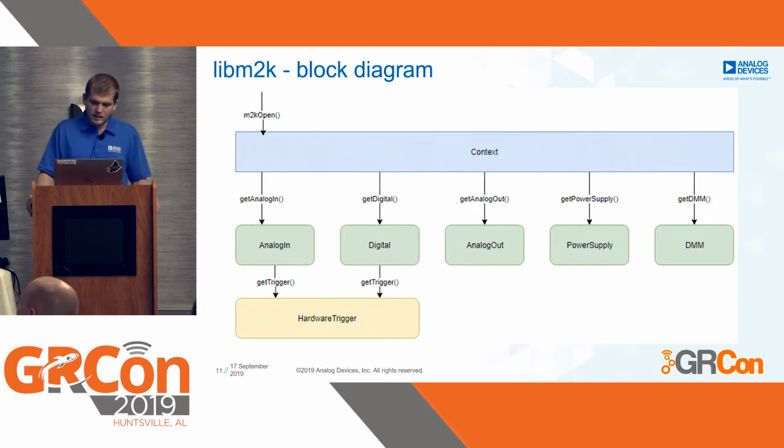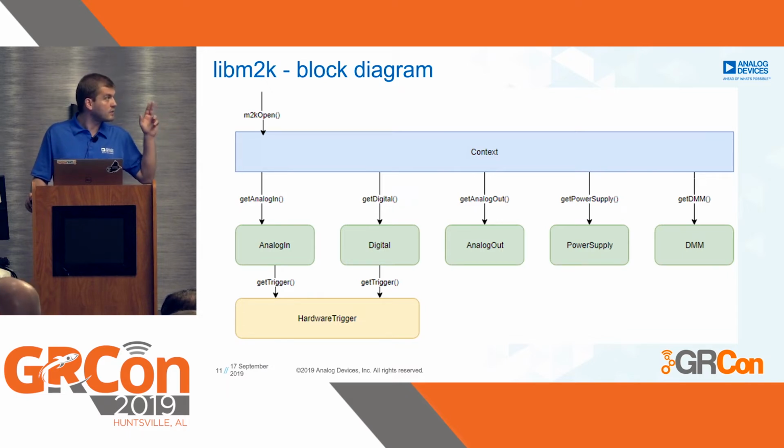I just want to show you what the libm2k is. It is used to make interacting with the M2K easier. I'm going to show you some of the features of the libm2k and how you can use them in different radio systems. In order to access the M2K, you would have to create a context. You would create a context using the M2K open function, and then from this context you would get handles to all of the different instruments that the M2K provides.